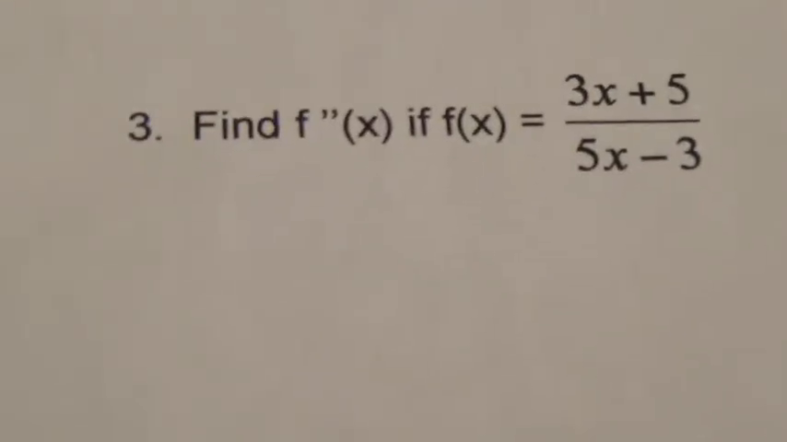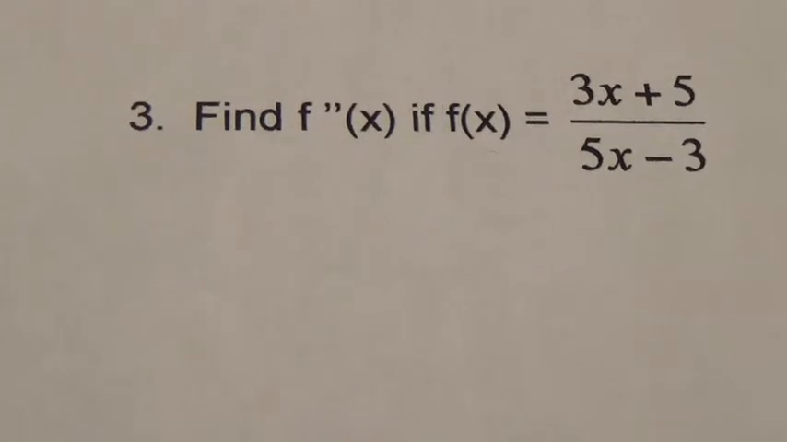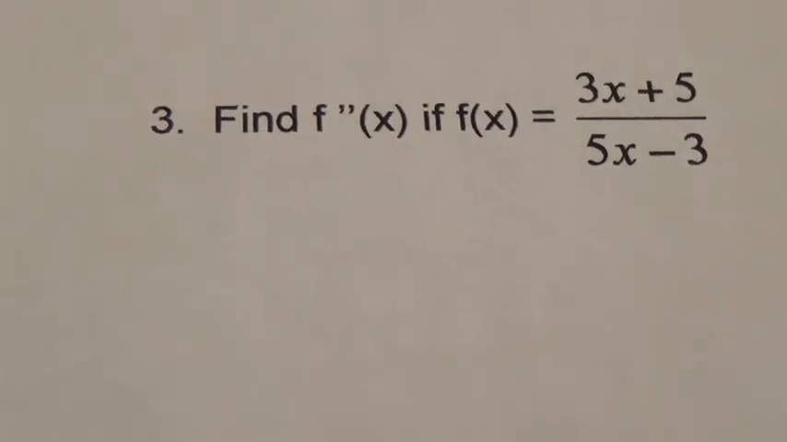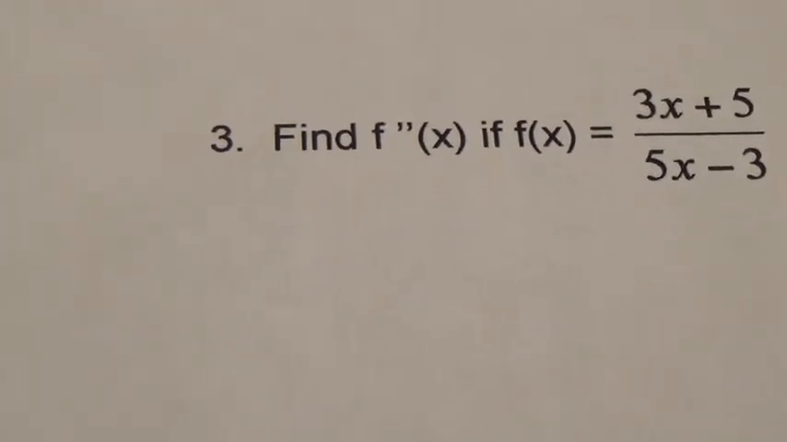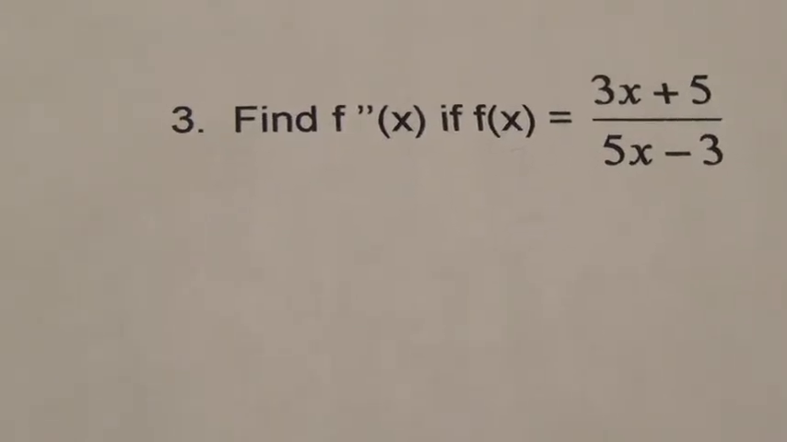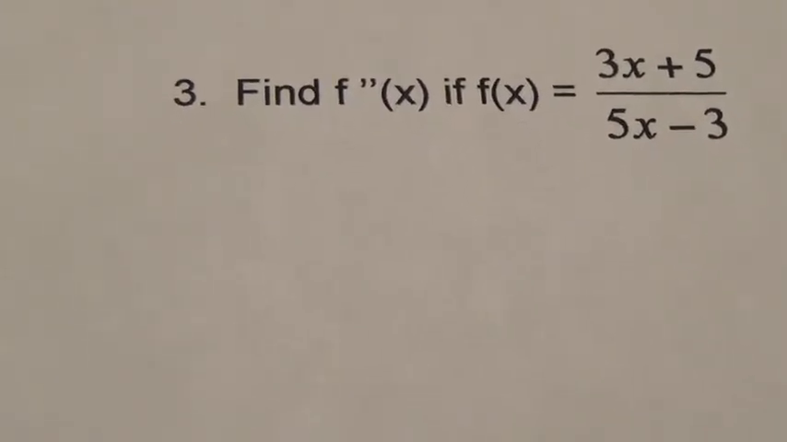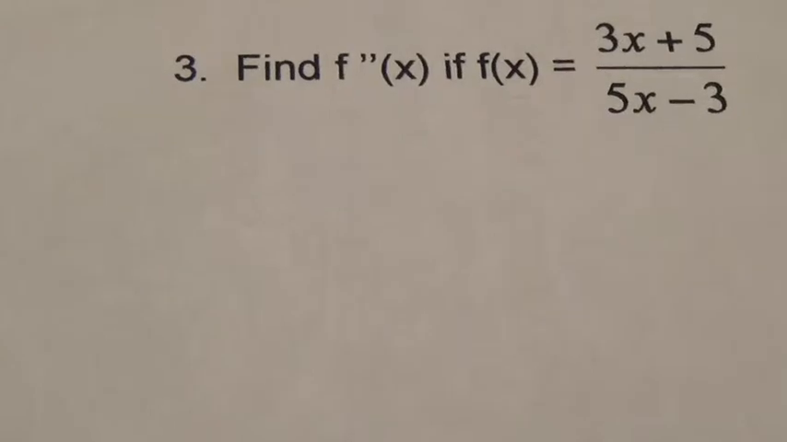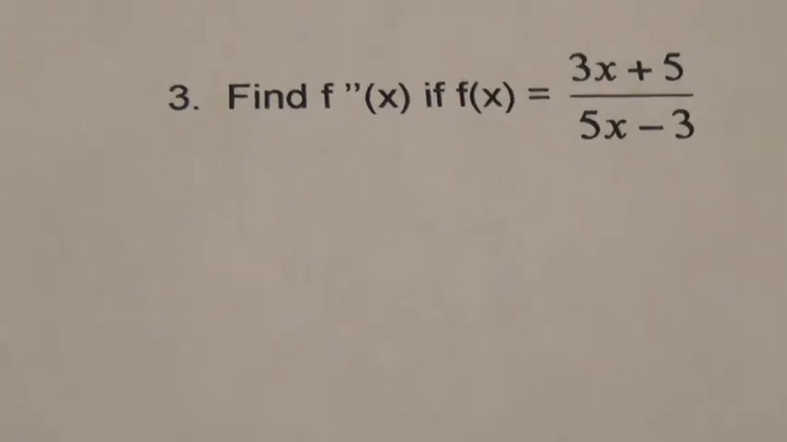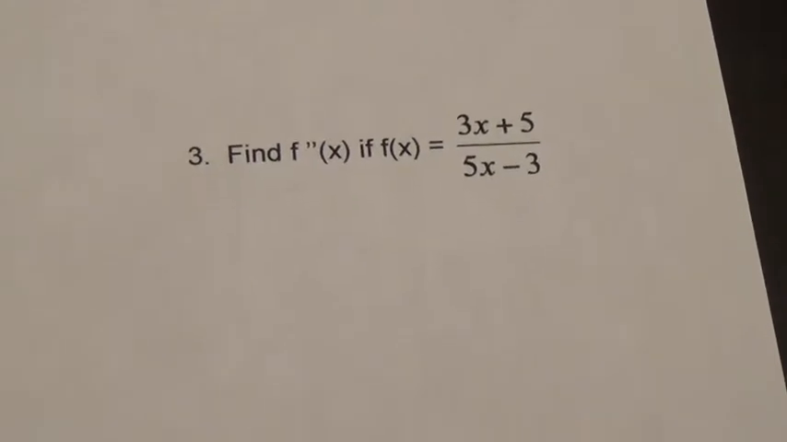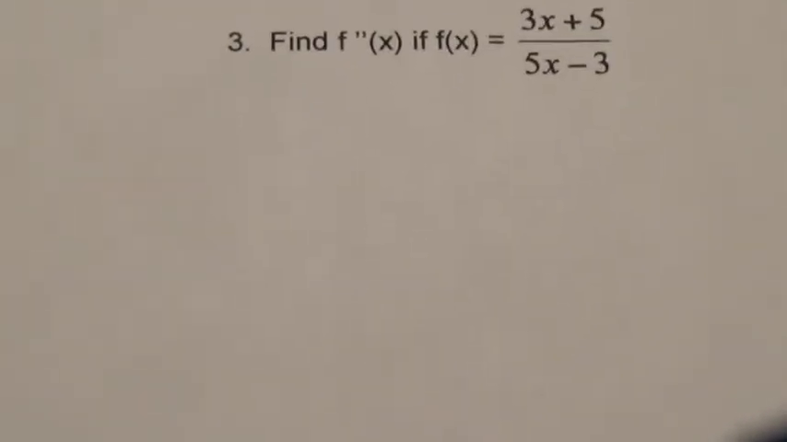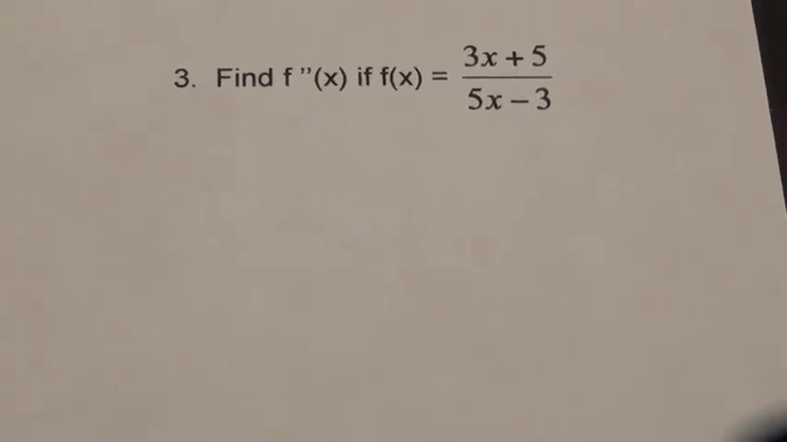All right, number 3 I do want you to do. This is the first one where I say find f double prime of x, and then I give you that quotient. So to find the first derivative, we need to obviously do the quotient rule because we have a top and a bottom. So go ahead and do that and see if we've got that down. Take a minute and try that.